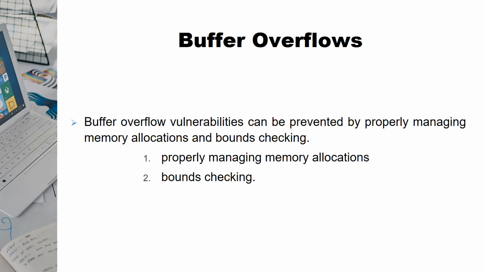Then there is buffer overflow. This happens when a program writes more data to memory than it can hold, causing crashes or letting attackers run code. For example, the famous Morris Worm in 1988. To prevent this, always check the size of data before copying it. Use safe functions and memory management techniques. Then bounds checking.